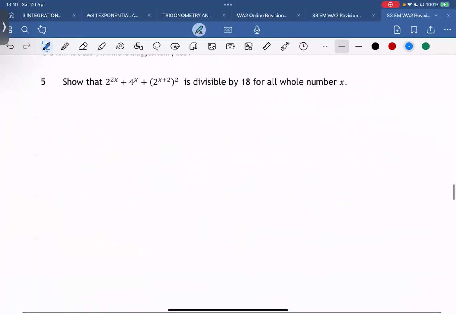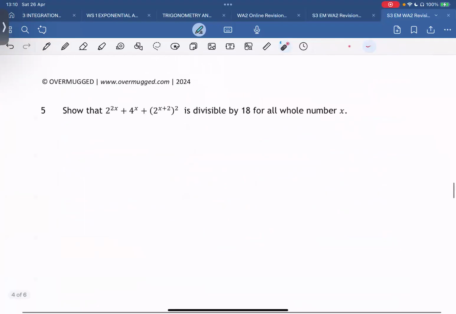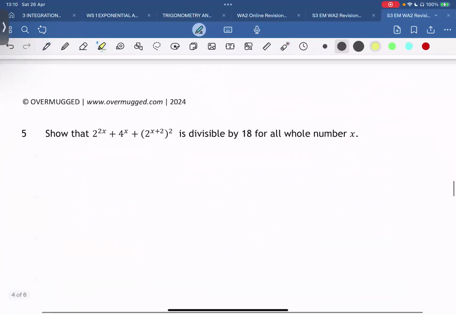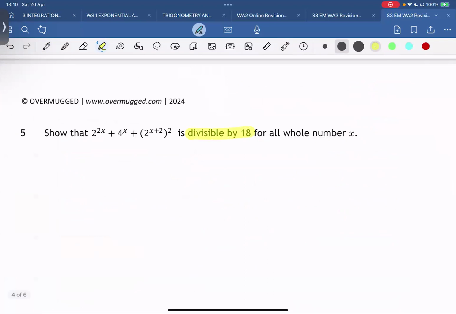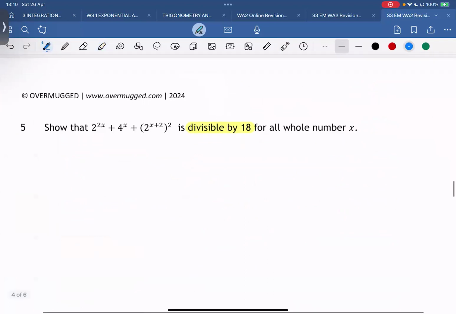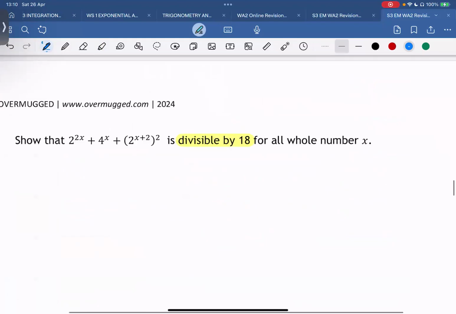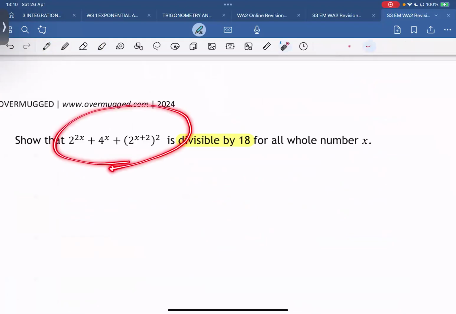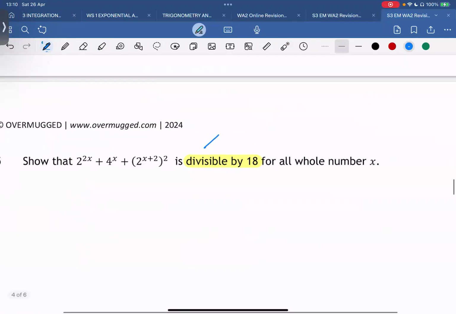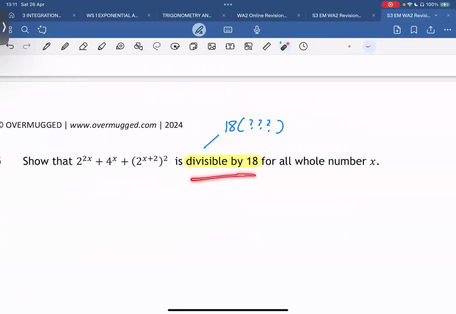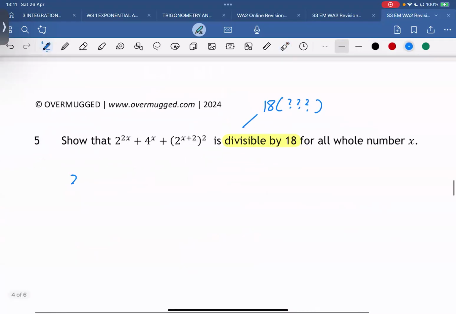Okay, question 5. Show that this equation is divisible by 18 for all whole number x. So when the question says divisible by 18, the only way you can show that is to show that there is a factor of 18 in this equation. As long as we can show that this equation is 18 times some value, then this equation must definitely be divisible by 18. Okay, so let's try and do that.